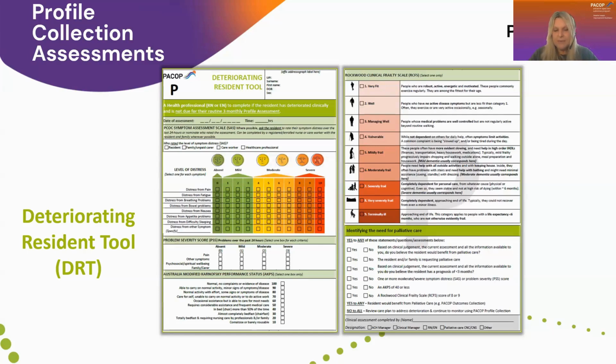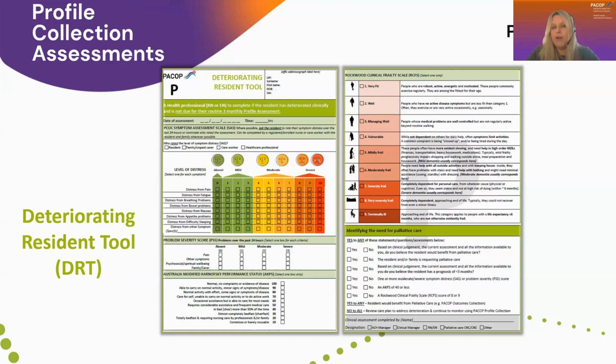Then we have the Karnofsky, which is underneath, which measures performance. And of course, the Karnofsky measures what a person does, not what they're capable of doing. So Bob, for instance, might be capable of walking around the facility. Bob might be capable of participating in activities, but what Bob actually does is sit in his chair all day and only gets up to go to meals. So that's what we're assessing with the Karnofsky.